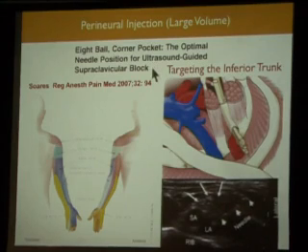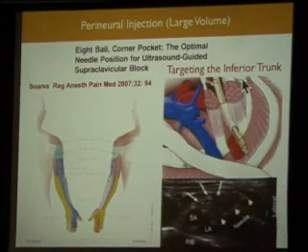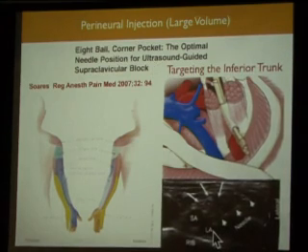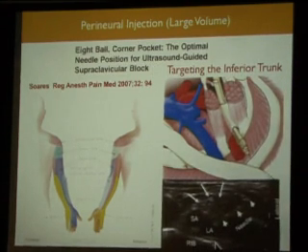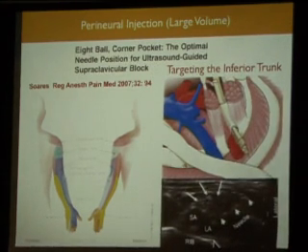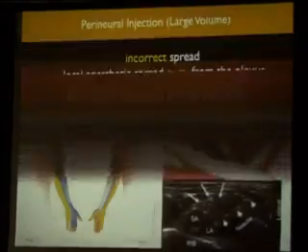For supraclavicular block, we want to target the inferior trunk. That's why we talk about the corner pocket between the subclavian artery and the first rib. This is where the inferior trunk lies.